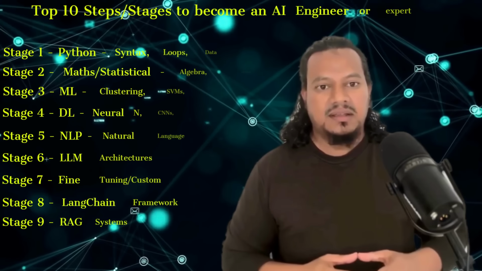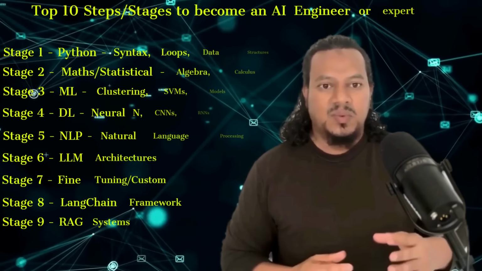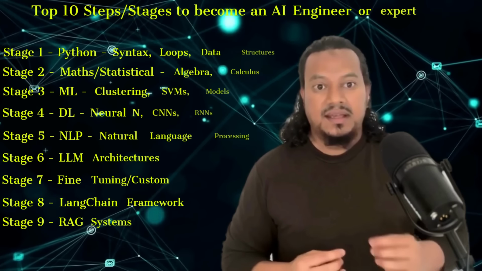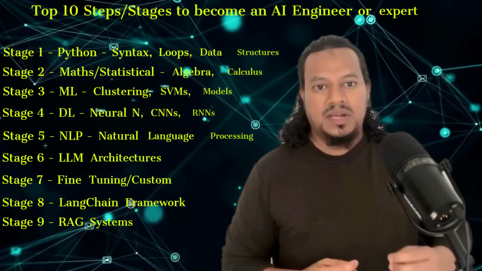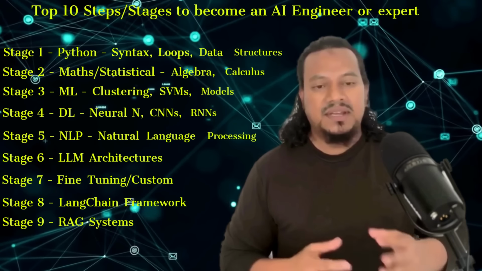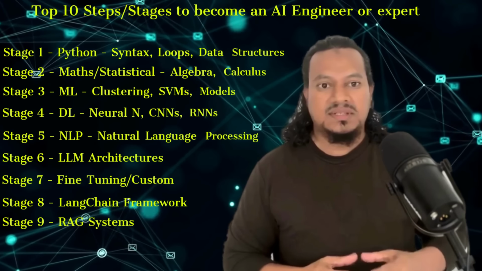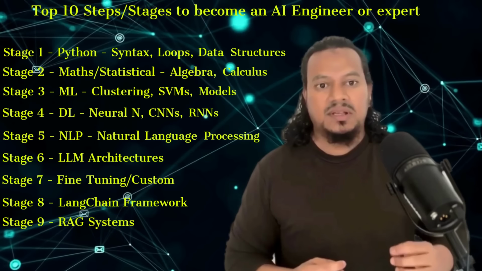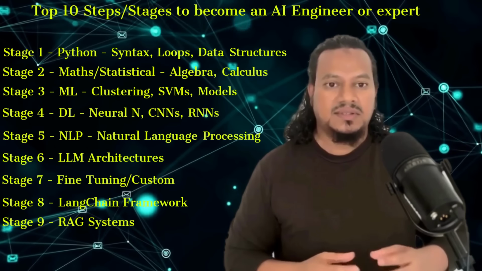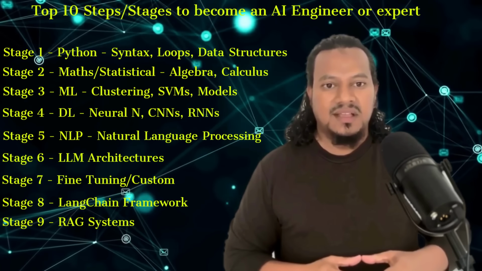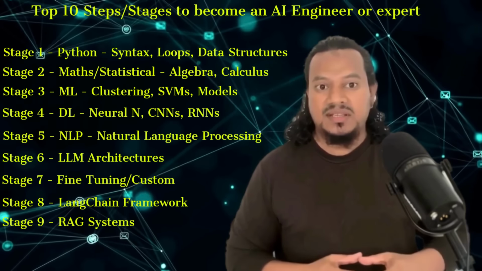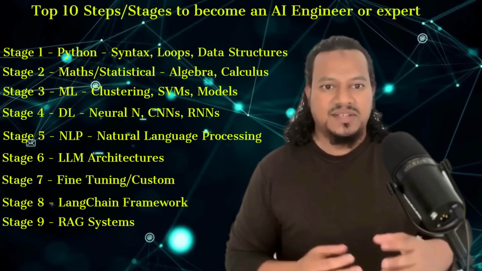Thirdly, importantly, machine learning, where it talks about clustering, SVMs, and model evaluations. Fourth and importantly, deep learning, which talks about neural networks, CNN, RNN networks, and many more. Fifth is the language of AI, which is natural language processing.